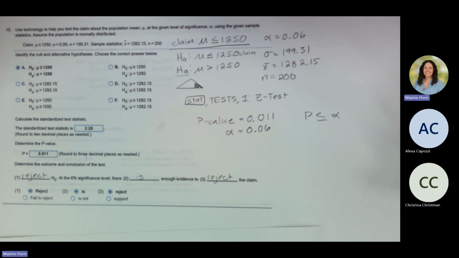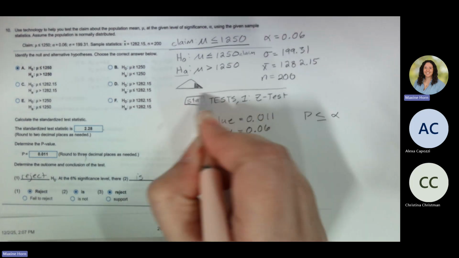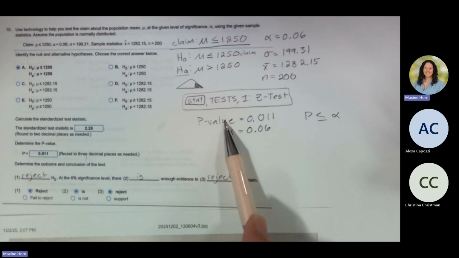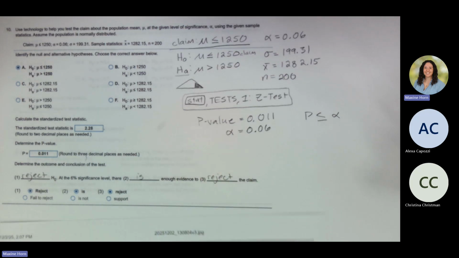So it still takes a little bit of time to do these, but much faster if you're just plugging them into the calculator doing this, rather than plugging in numbers into your standardized test statistic formula to find that z-score, and then using that z-score to find the corresponding area. And then you can go ahead and compare that area, that p-value, to your alpha, right? So a lot faster to do it in a calculator.